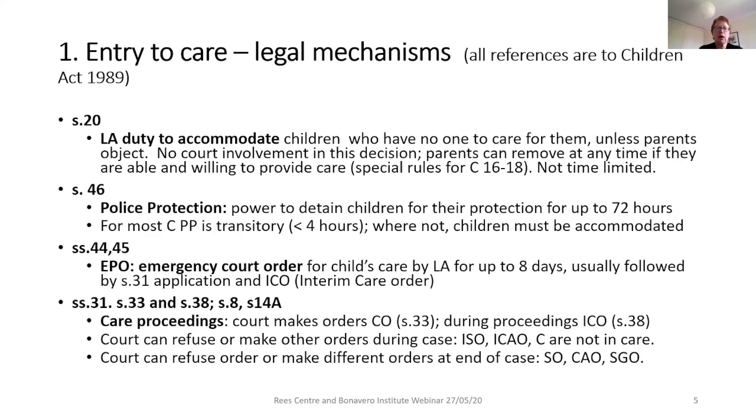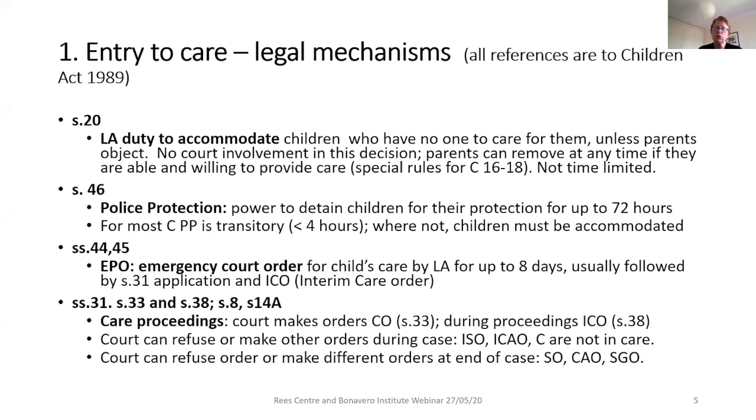Sections 44 and 45 are emergency court orders, so the court controls this. The court can also grant different orders, and it can always refuse orders. It's often a first stage to bringing care proceedings, but doesn't have to be. And then you've got the sections that relate to care proceedings. Section 31 is the application for care proceedings. The court can make care orders, Section 33, or interim orders, which are made during the proceedings. The court can always refuse any order it's asked to make, and it can make alternative orders.